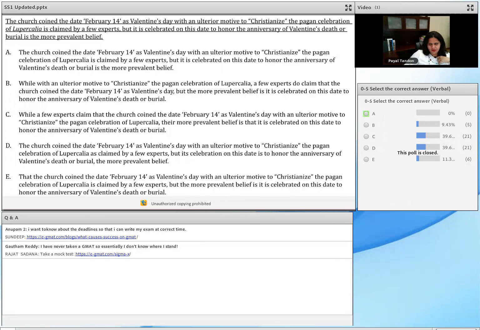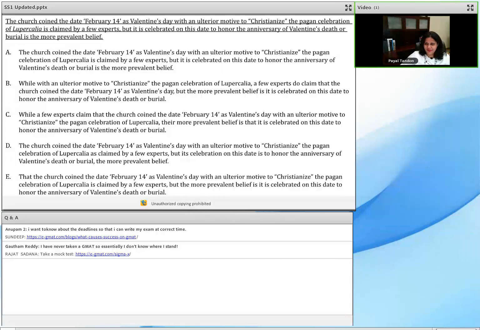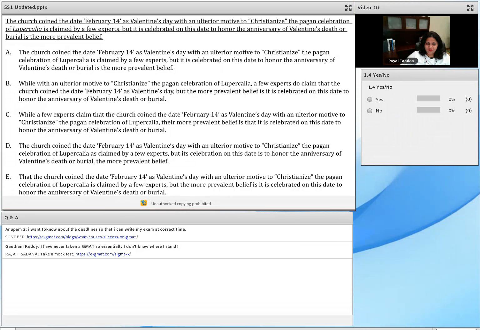And here are your responses. So it's almost an equal split between choices C and D. And then B and E have a similar number of votes, 5 or 6. All right, so we have quite an interesting poll here. So I'm going to remove this here. Now, how many of you are confident of the response that you've selected?